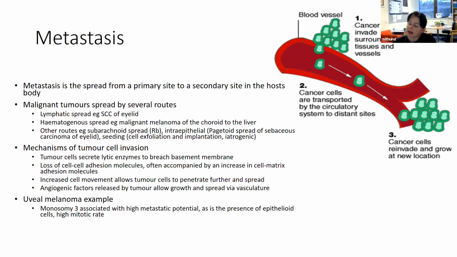Other factors that enable the tumor to survive could be the release of angiogenic factors, which allow the tumor to grow its own vasculature as well. With uveal melanoma, it's a particular mutation where monosomy 3 is associated with high potential for metastasis. So that may be something that might be worth focusing on.